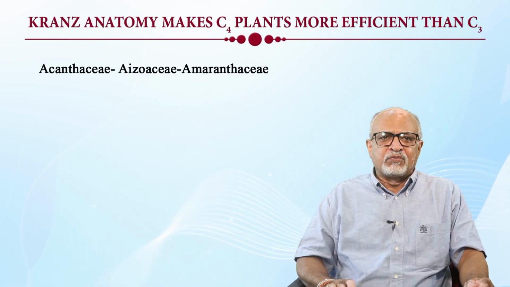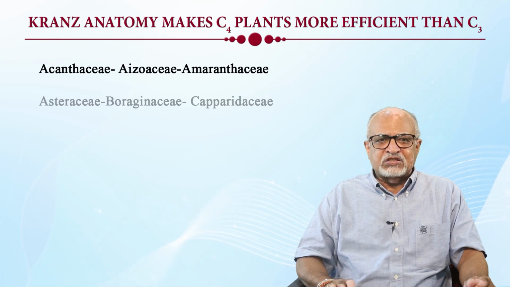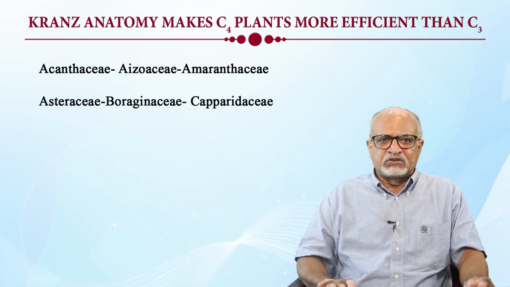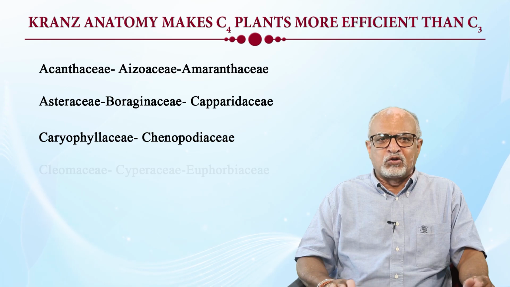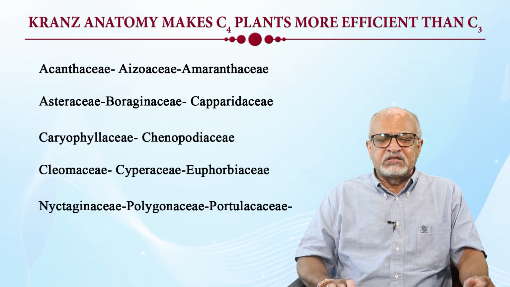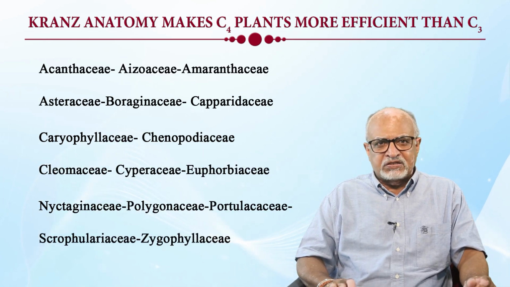Let us look at some of the examples of the plants that have Kranz anatomy, and they are the C4 plants, and naturally they are more efficient than the C3 plants. They may belong to the family Acanthaceae, Asteraceae, that is Compositae, Caryophyllaceae, Cleomaceae, Nyctaginaceae and Scrofulariaceae.